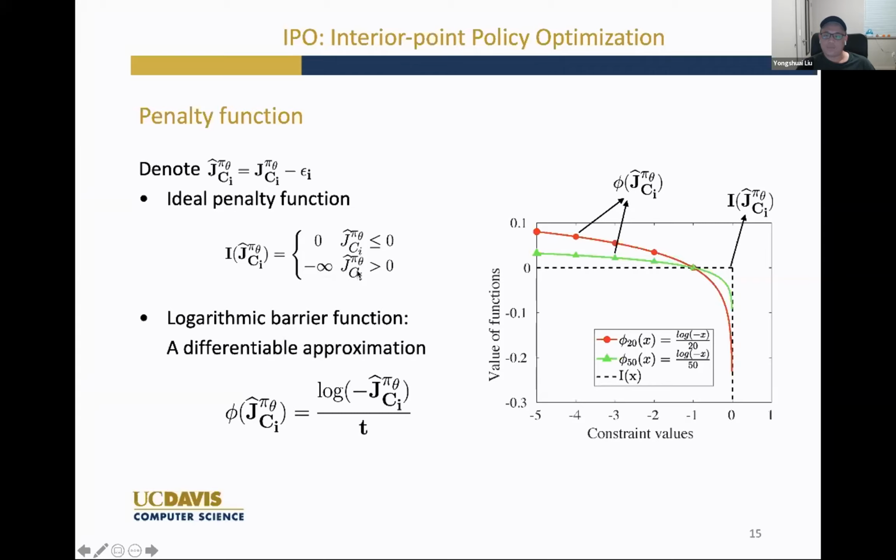But in practice, the ideal case is not differentiable. It's very hard to compute. So we introduce a log barrier function, which is a differentiable approximation of the ideal case. Here we illustrate the idea. The dotted line is the ideal function, and the green line and the red line are two approximations by the log barrier function with different hyperparameter t: one is 20, and the other is 50.